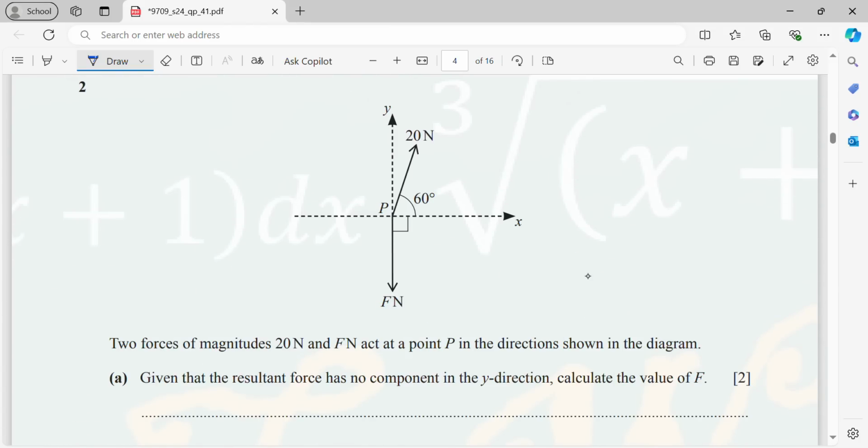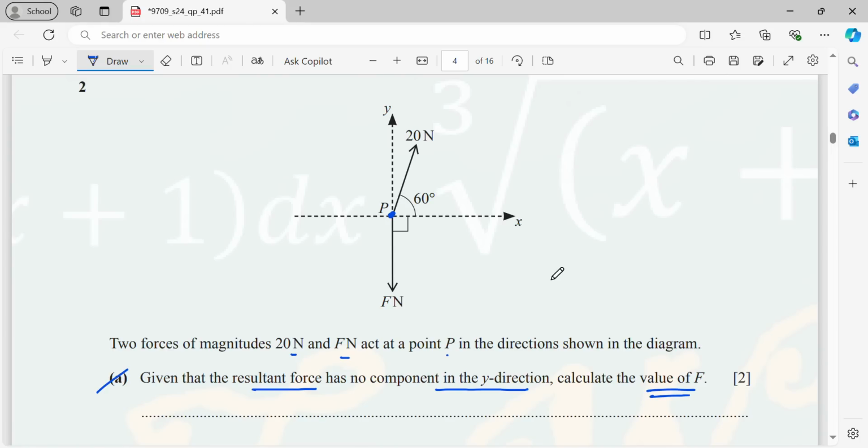Question number 2. Two forces of magnitudes 20 newtons and F newtons act at a point P in the directions shown in the diagram. So this is a point P. Part A: given that the resultant force has no component in the y direction, that means your resultant force only has an x direction. Calculate the value of F.